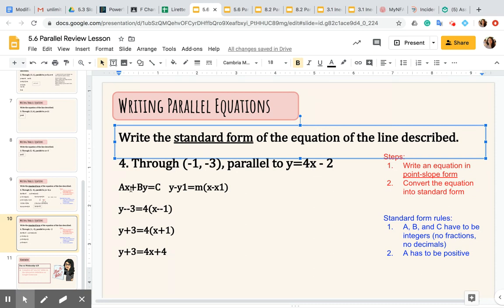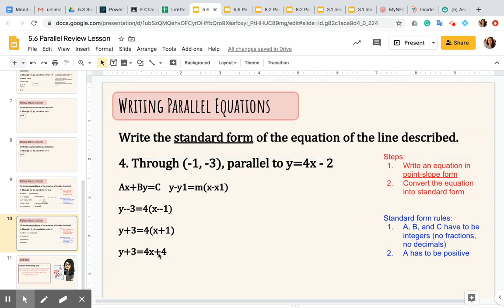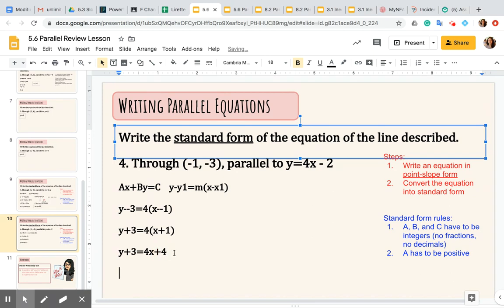Now I need to move some terms around. I want the x term to be moved over to the left, and I want this constant to be moved over to the right. Remember, to move terms from one side to the other, you're going to add or subtract it. So if I want to move this x over to the left, look at its sign. It's positive, so I subtract it. I'm going to subtract a 4x from the left, a 4x from the right. These are going to cancel.